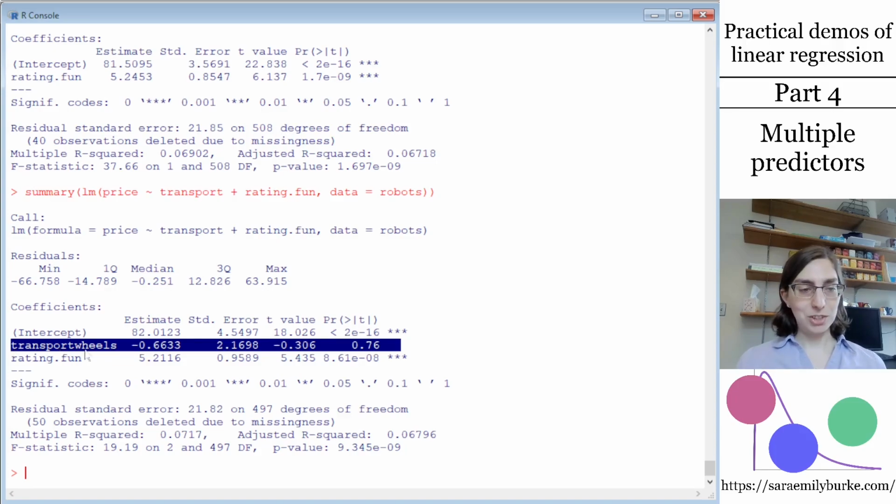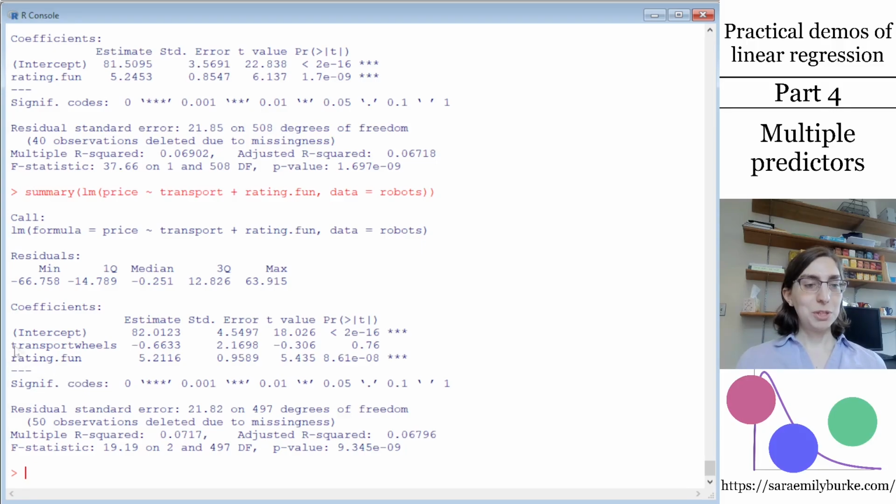We might be tempted to say that one of the reasons that robots with legs were more expensive than robots with wheels is that they were perceived to be more fun. And we'll come back to thinking about that idea later in the semester. But even within the group of robots that have wheels and the group of robots that have legs, our fun rating is still positively associated with the price of the robot. Robots that are more fun are more expensive, even if they have wheels, and robots that are more fun are more expensive, even if they have legs.